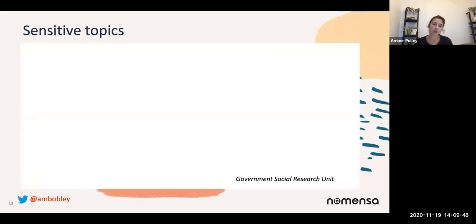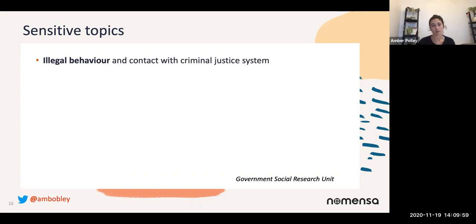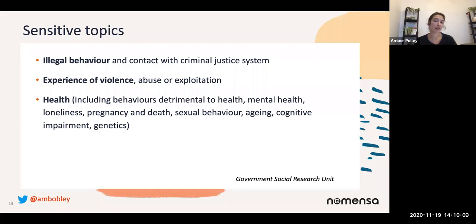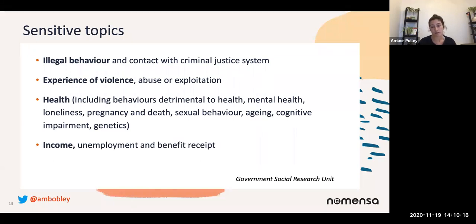So in terms of what we actually mean by sensitive topics, the Government Social Research Unit gives a really nice list that I thought I'd go through. It's a nice summary of what they could be. It could be someone that's been involved with, or knows someone who's been involved with, illegal behaviour and contact with the criminal justice system, experience of violence, abuse, exploitation or trauma, anything to do with their health, so mental or physical health, sexual behaviour, cognitive impairments, genetics, anything like that. Their income, unemployment or benefit receipt.